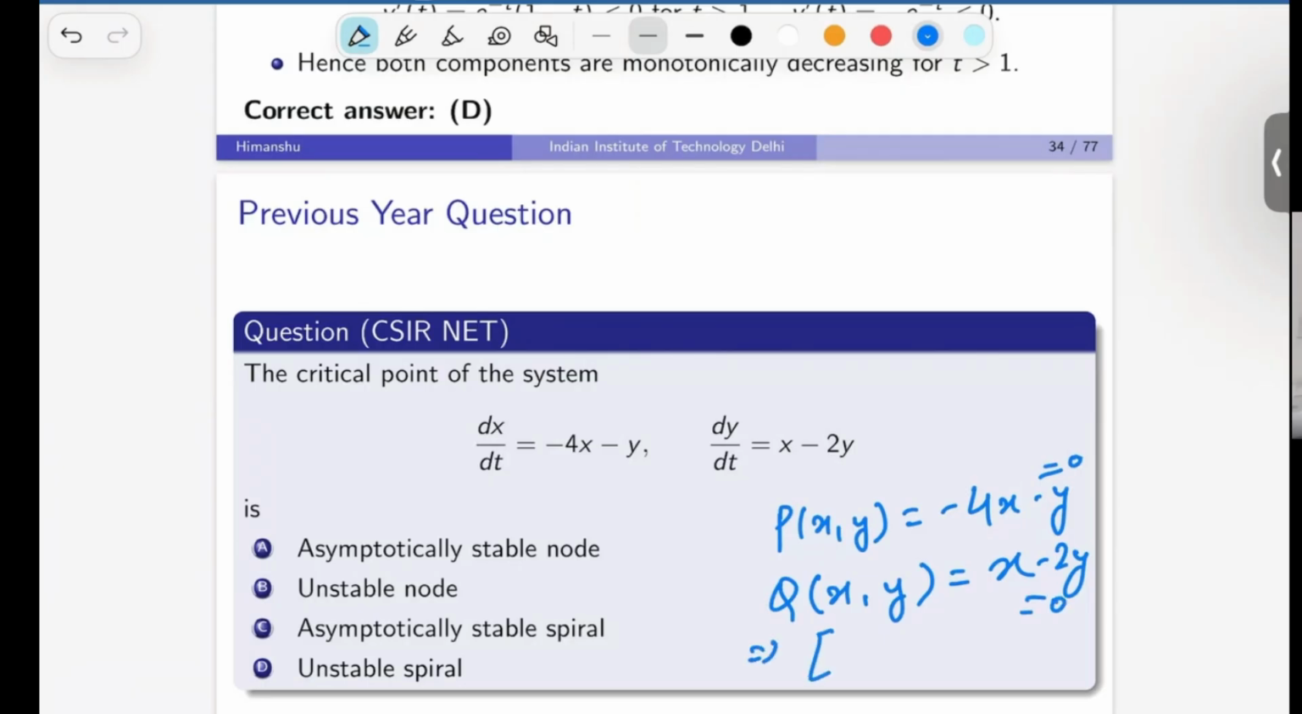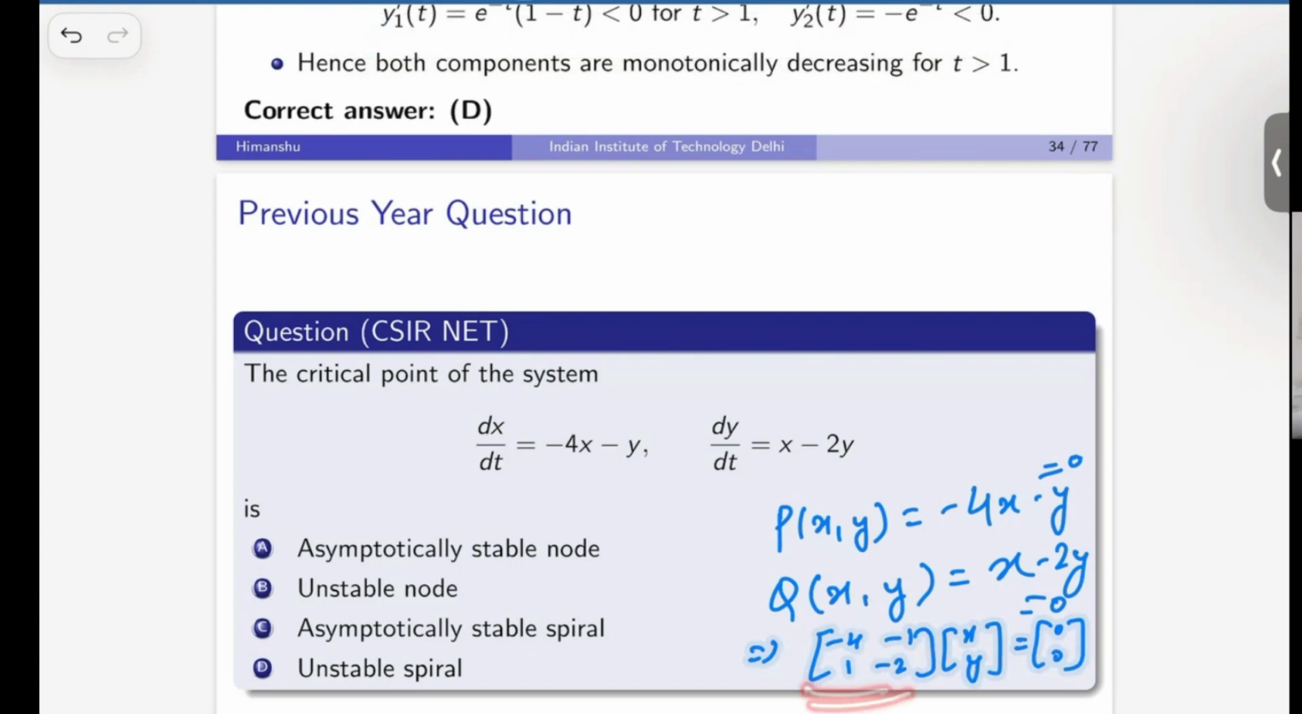If we write it in matrix form, [-4, -1; 1, -2] times [x, y] equals [0, 0]. The determinant of the coefficient matrix is non-zero, so we have 0, 0 as the solution. In case nothing is given, always substitute 0, 0 in our functions P and Q, then check the behavior at 0, 0 if it satisfies P and Q.